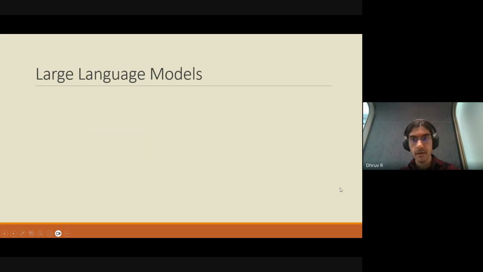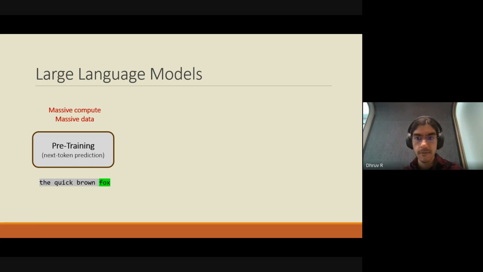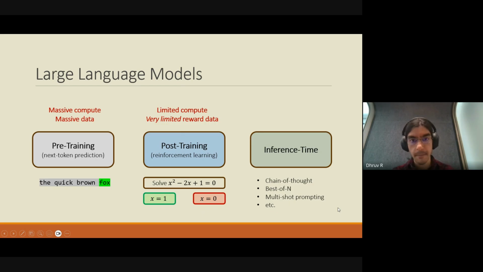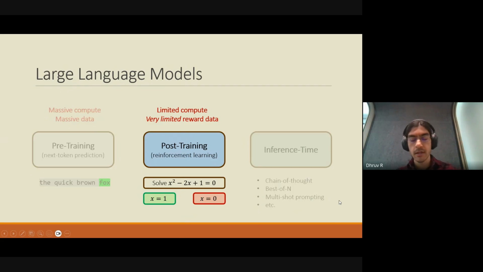So the standard large language model pipeline has a few different phases. The first is typically some sort of pre-training, where you have a huge amount of data and a huge amount of compute, and you do some supervised learning to give some initial model. Then there's post-training and inference time. The focus of this talk will be on this post-training step, where you have more limited compute, and you have much more limited data also.